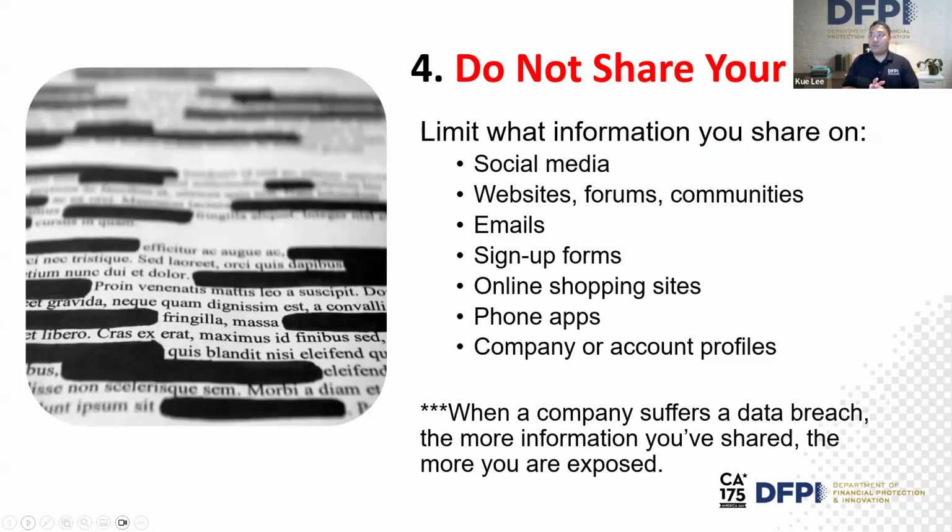This next layer of protection, right? Do not share your information or limit the information you share, is more for data breaches, but it kind of applies everywhere. Again, you want to limit the information you share on social media, on websites, forums, communities, emails, sign-up forms, online shopping sites, phone apps, big one here. I do this all the time as well. When you download a new app, sometimes you don't read all the terms and conditions, and you just say accept, accept, and now you're giving it access to your contacts. You're giving it permission to track your geolocation, right?